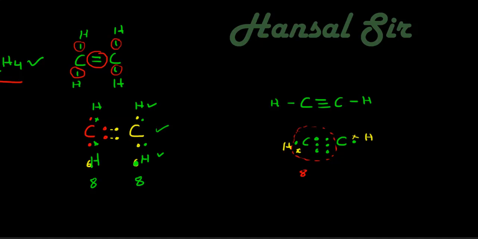At the same time, if you look at the other carbon, carbon has a triple covalent bond, not 3 covalent bonds, triple covalent bond. That means it is sharing 3 pairs of electrons. So here also carbon has 8 electrons. So both the carbons are stable. Both the hydrogens have 2 electrons. So both the hydrogens are also stable. These are known as covalent compounds.